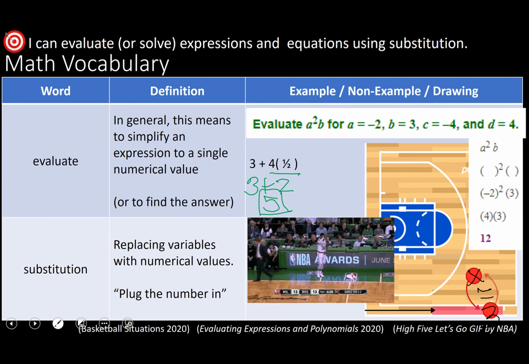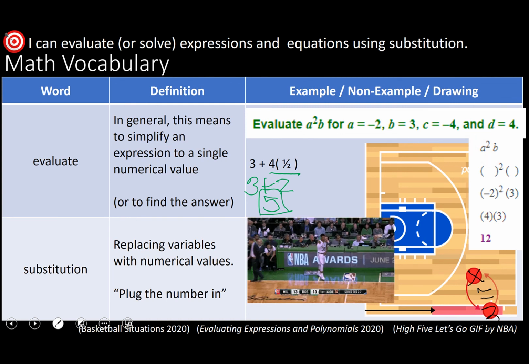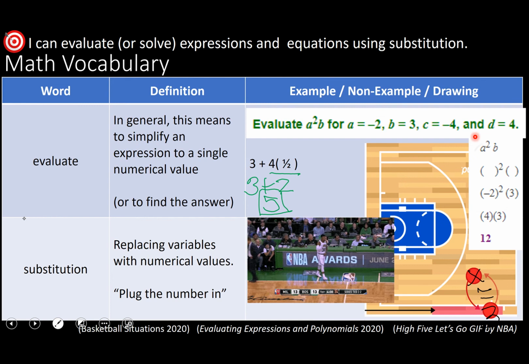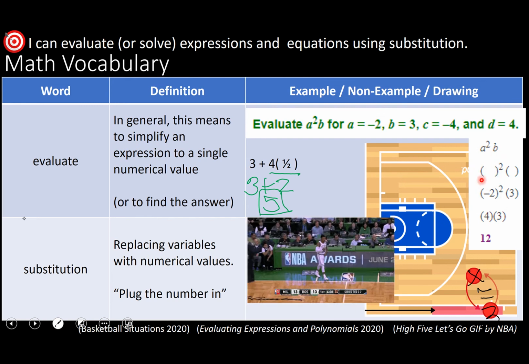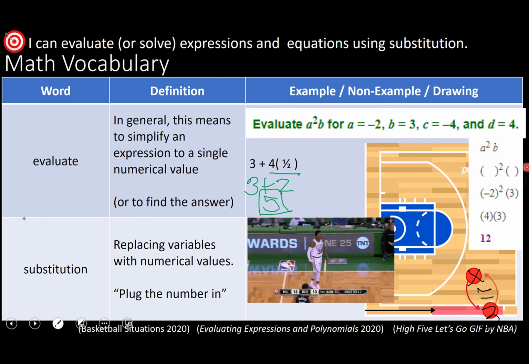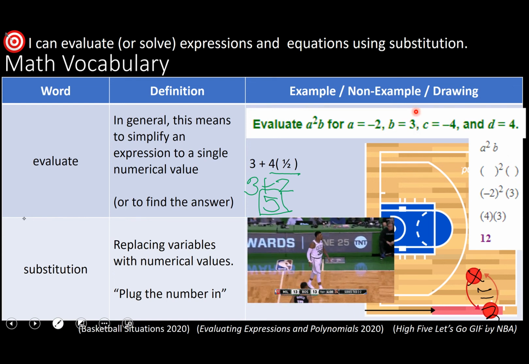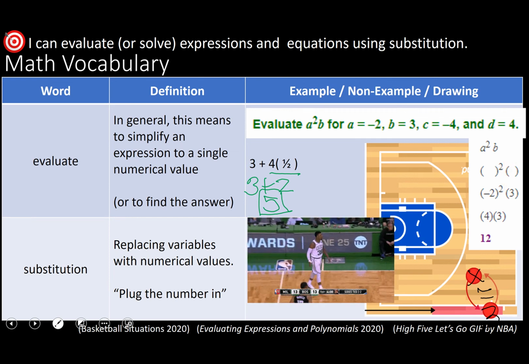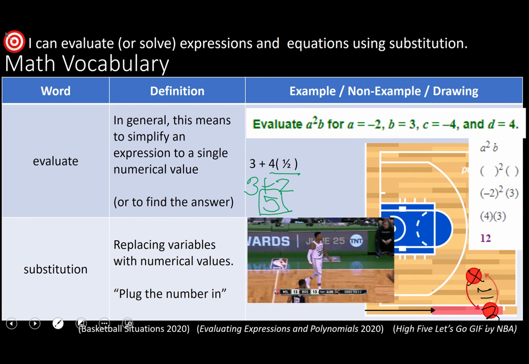And then they said, okay, every time I see an a, I'm going to put a -2 there. So there's an a here, so that's where we're going to put that -2. But this is a b, so we need to figure out what goes in that b spot. If we look up top, it says b is 3. So every time we have a b, we're going to put a 3 there. So that's how they got this right here. And then they finished out that problem.